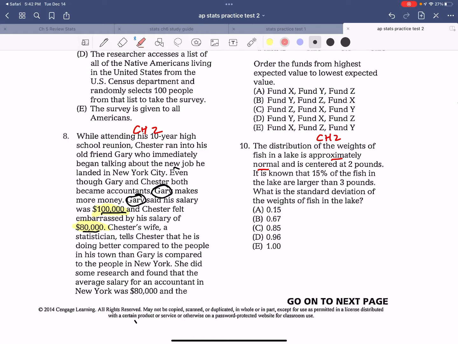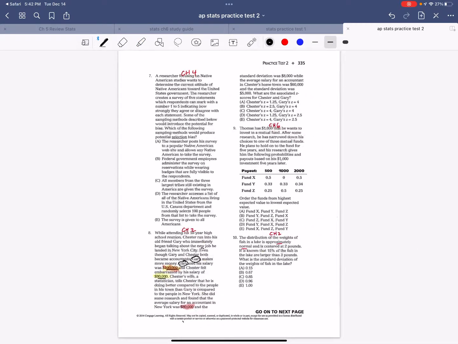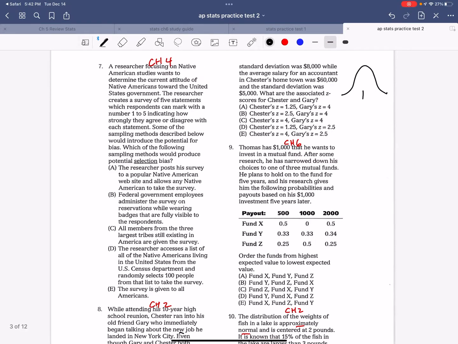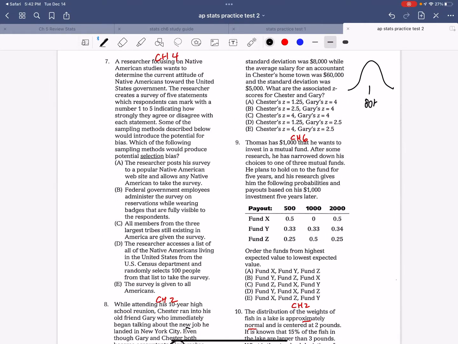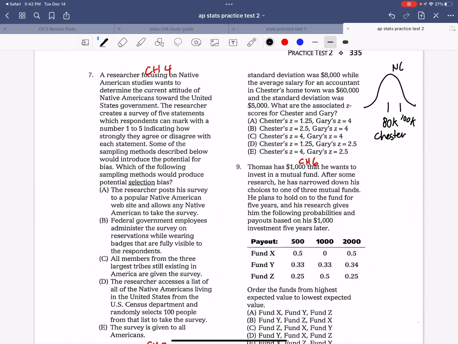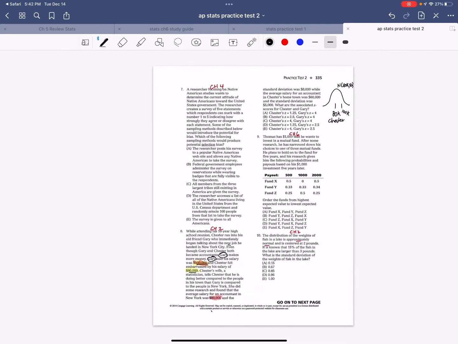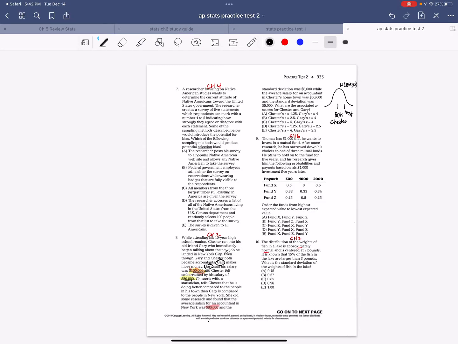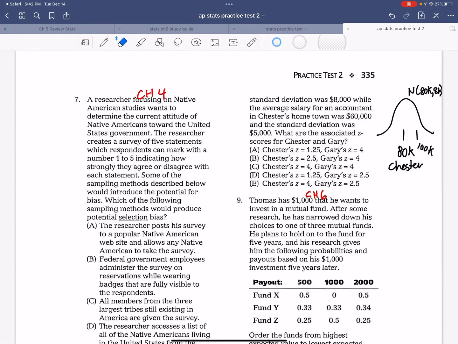So it says, Chester's wife did some research and found that the average salary in New York was $80,000. So he is making more than an average salary. So again, if we go like this, the average salary was $80,000. Where would he be? He's making $100,000. And this is Chester. And it says the standard deviation is 8,000. Well, the average salary for an accountant in Chester's hometown, oh, I got that wrong. She did some research and found the average salary of the New York person. All right, so the New York person is Gary, so let's make sure we got that straight.